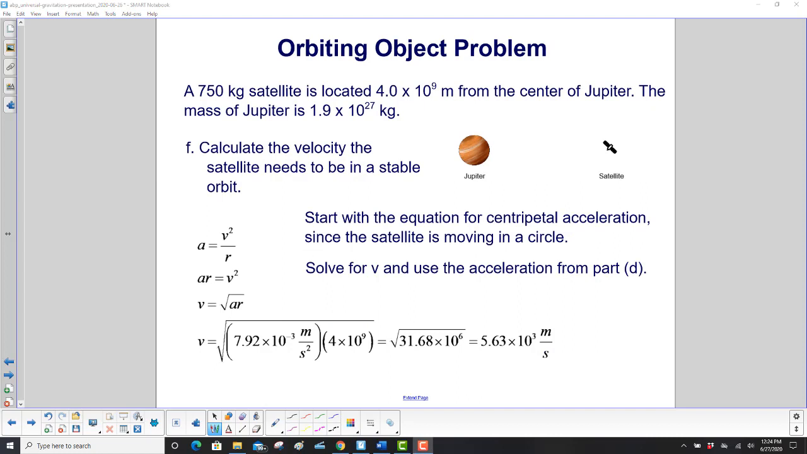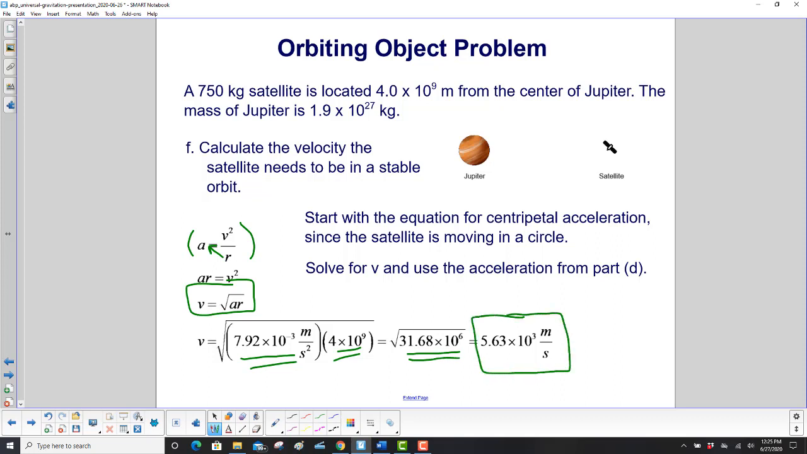Here's the other way, and it's much simpler. Start with the equation for centripetal acceleration, because we want the satellite moving in a circle for a stable orbit. So you have a is v squared over r. Cross multiply halfway here, so you get a r is v squared. Switch them around, take the square root. Velocity is the square root of a r. Here's your acceleration. Here's your orbit. You have the square root here, and you get 5.63 times 10 to the 3rd meters per second. Same exact answer.